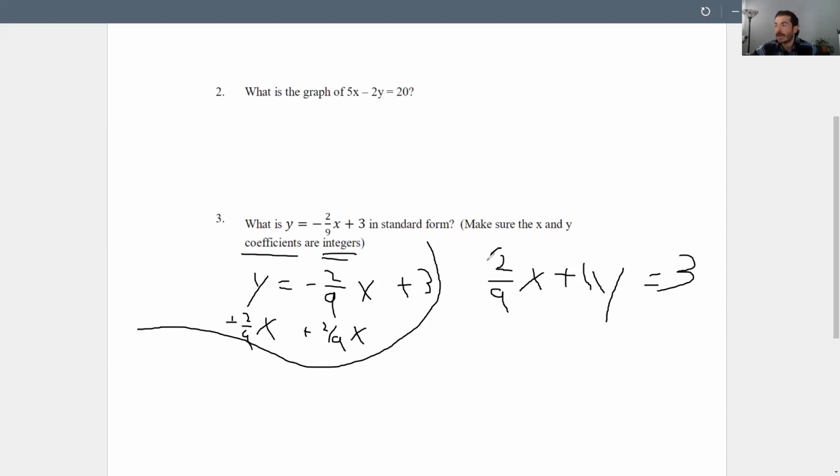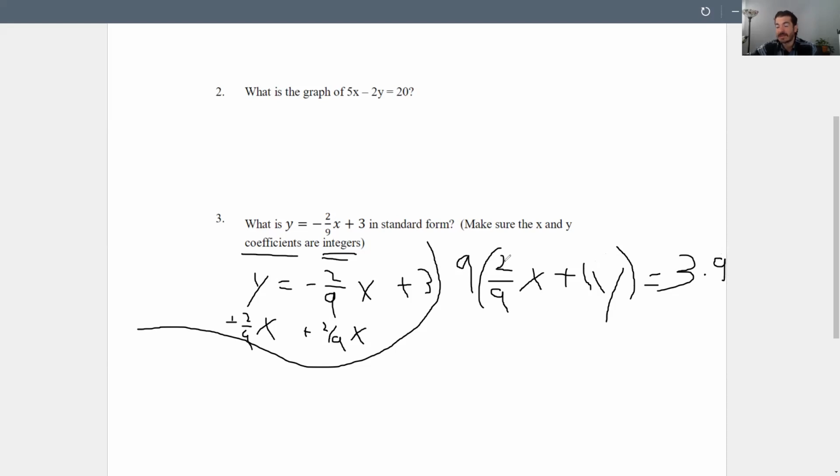So I'm going to multiply by the least common denominator, which is 9. Notice that I'm not multiplying by the reciprocal, which would be 9/2, because I don't want this to be 1 necessarily. I want it just to be an integer. I just need to get rid of the denominator. And then whatever I multiply my left by, I have to multiply my right.